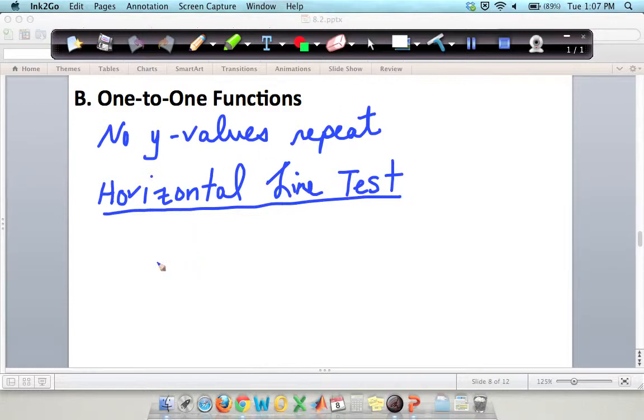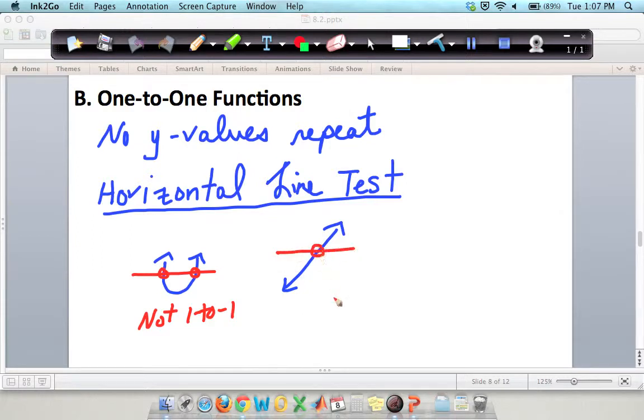And so I'm going to draw a couple of functions. So we saw these last time. We have the parabola and a straight line. I'll just do these two. And the horizontal line test says draw a horizontal line across your graph. And if it hits more than once, which in this case it does, then this is not one-to-one. That means that it has y values that repeat. So if this happened to be y is 5, you also have y is 5 over here. So it's not one-to-one. With this straight line, if I draw a horizontal line across, it only hits once. So this linear function is one-to-one. No y values repeat.